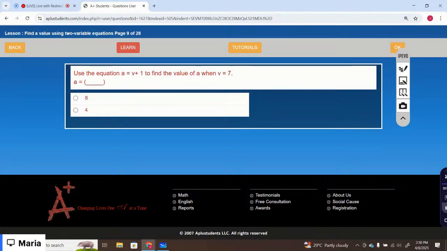Use the equation a equals v plus 1 to find the value of a when v equals 7. Okay, you can complete the lesson by yourself today. Let me just move to the next lesson.